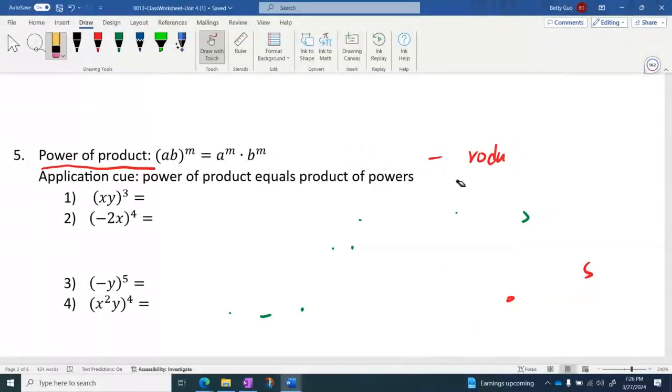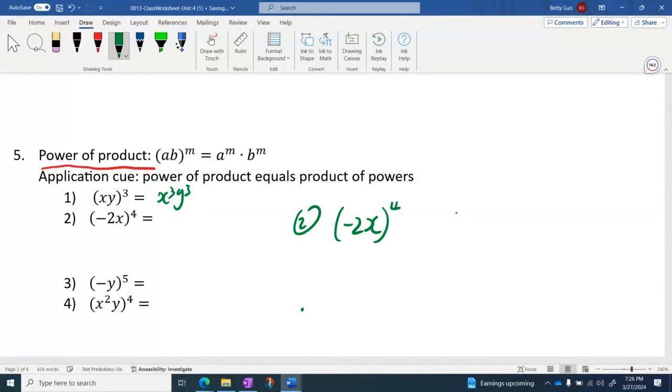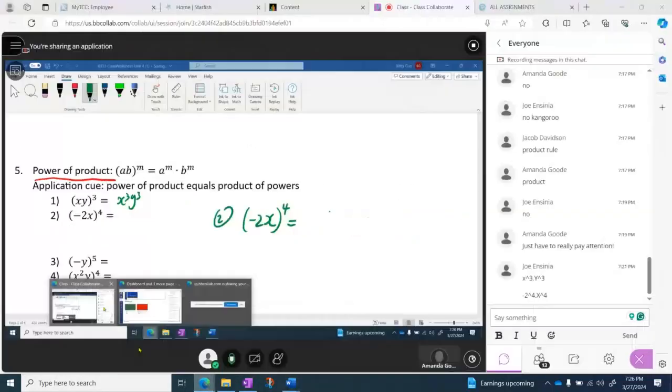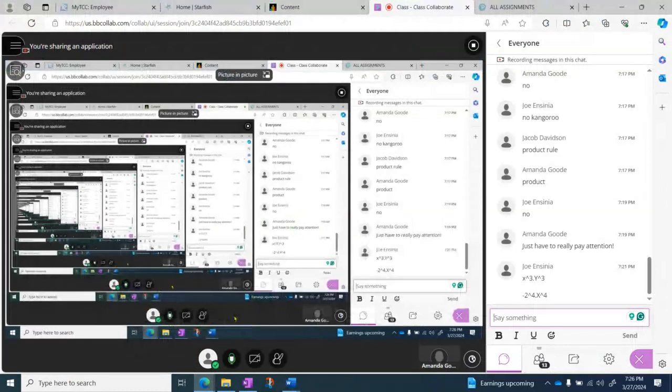Power of product equals product powers. I think it's pretty right. All right, so we have x cubed times y cubed. And number 2 is -2x to the power 4. Our goal here is to simplify. Simplify, you would have to keep going.